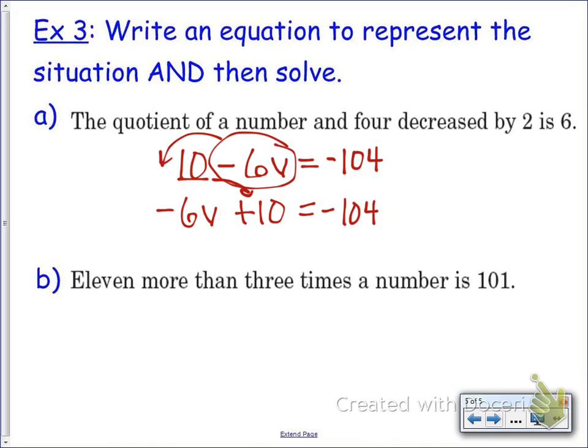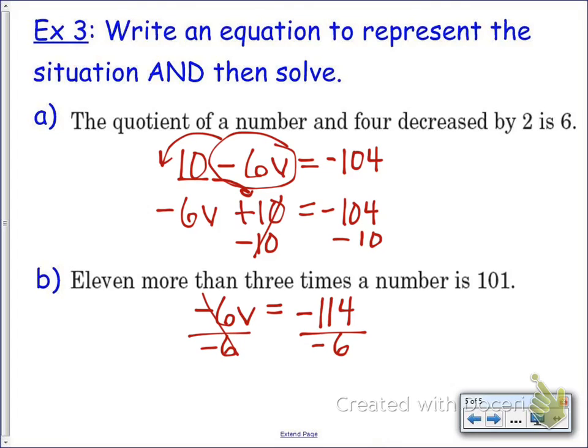Now I can go ahead and solve this. V's being times by negative 6, added by 10. So I'm going to minus 10 first. And when you minus 10 from an already negative number, you get 6v is equal to a more negative number. So it's kind of weird, but negative 114. Now go ahead and divide by negative 6. Then v equals 19. So there's the answer to number 1.